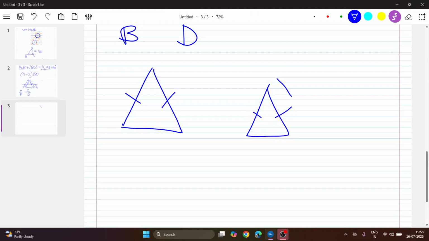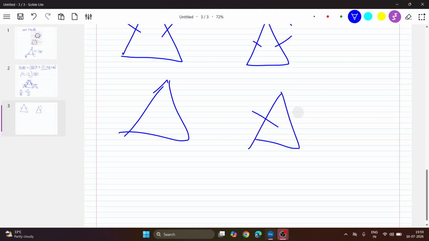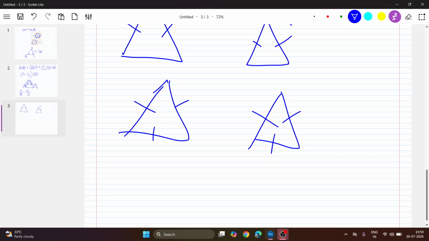So let's say two sides of the triangles are equal. Then the third side is also equal, and all the angles are equal. That's called SAS criteria. Okay. And then we have all three sides equal, which automatically implies all the angles are also equal. This is SSS criteria.